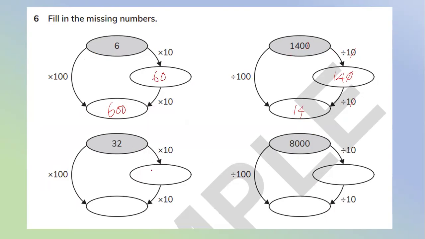Okay, 32 times 10 is 320. Another times 10 is 3,200. 32 times 100 is 3,200. Okay, 8,000 divided by 10, cancel 1 zero, it becomes 800. 800 divided by 10, cancel another zero, it is 80. 8,000 divided by 100 is 80, cancel 2 zeros.